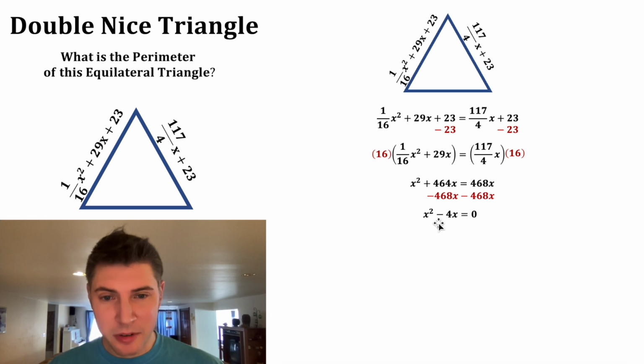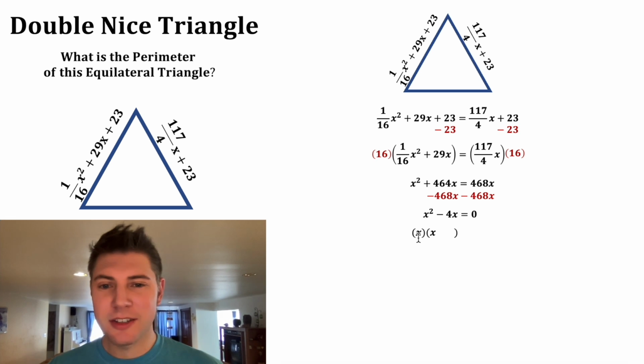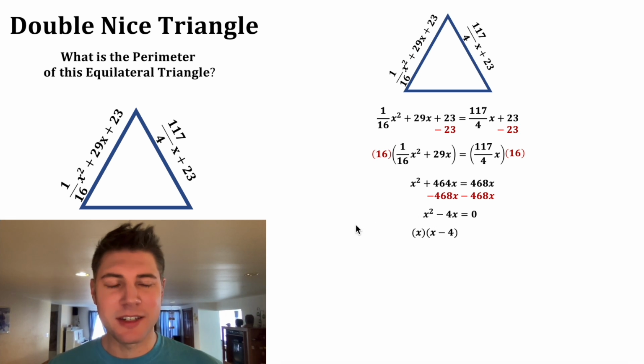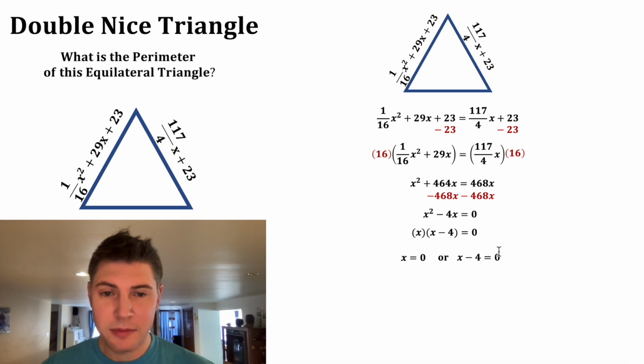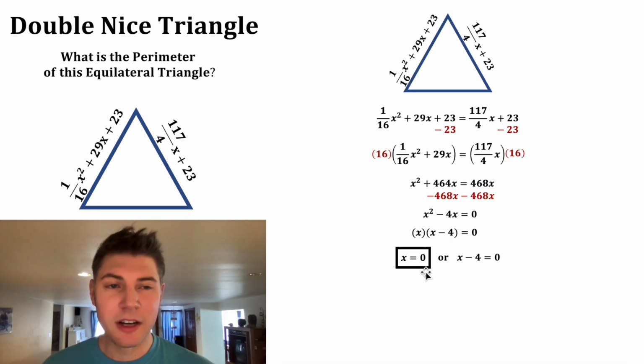On the left-hand side, I'm going to factor out the common x, and x times what gives me x squared? Well, that's x. And x times what gives me negative 4x? That's negative 4. And this is still equal to 0. So now we know either x equals 0 or x minus 4 equals 0. So this is already done, so that's a possible answer. And if we add 4 to both sides, we get x equals 4, and that's another possible answer.